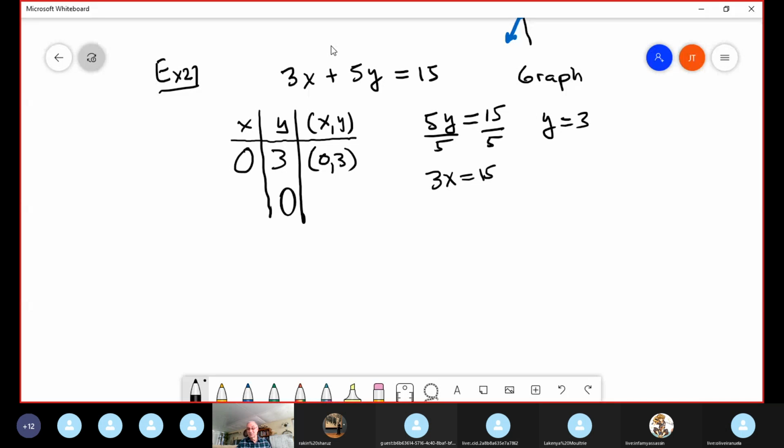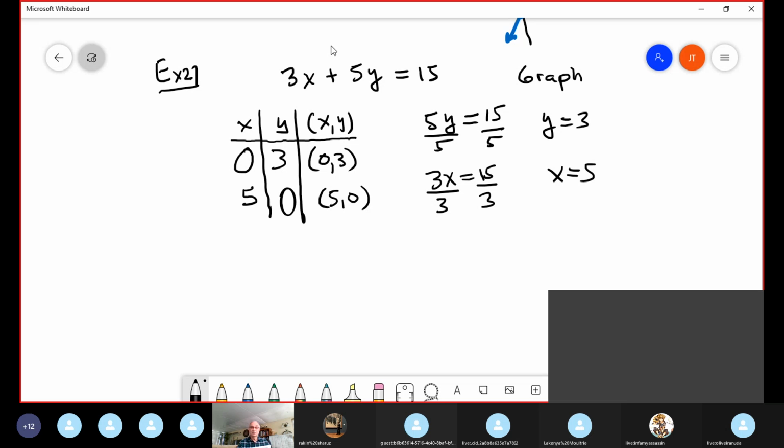It's not my fault. Divided by 3, x equals 5. So x equals 5 here, and the point is 5,0. Ready? Ready to do the graph?